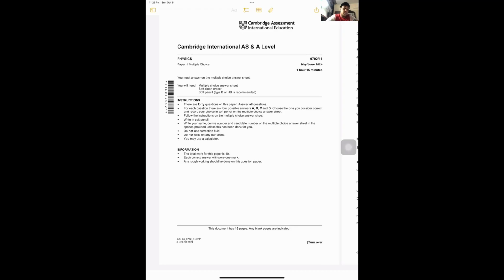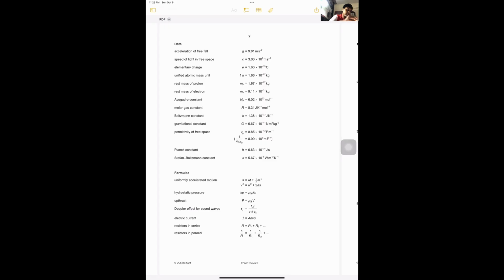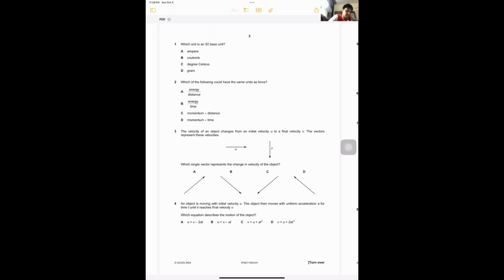Hey guys, so we will be solving a physics paper. It's 9702 Paper 11, May/June 2024. The time we have is 1 hour 15 minutes, so let's begin. As per the formula sheet, first question: which unit is an SI base unit?